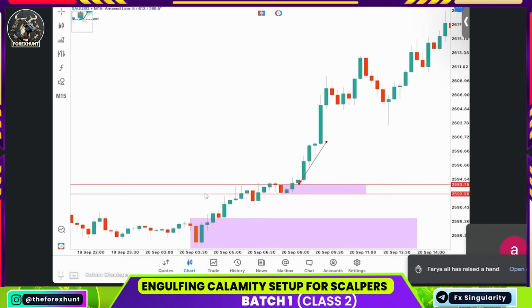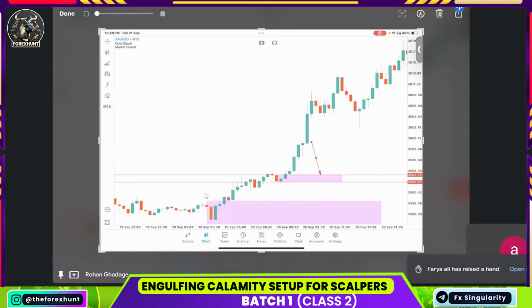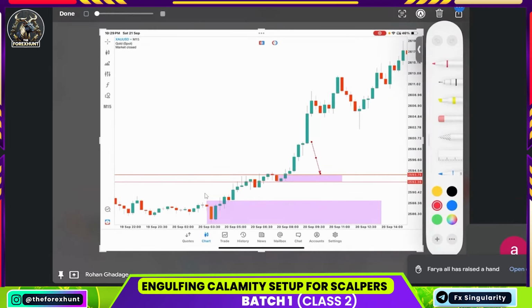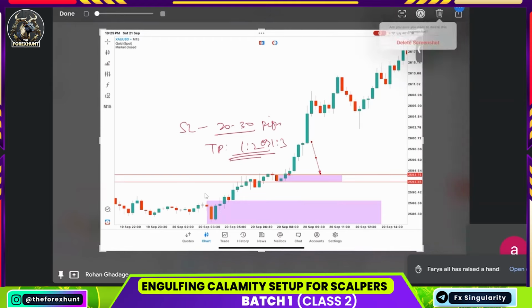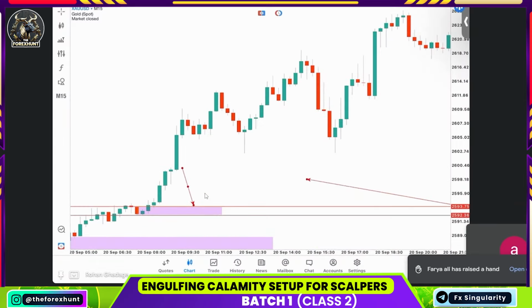Okay. Once market enters your area, take a SL of 20, 30 pips. SL 20, 30 pips. Take your trade. TP same. 1:2, 1:3. Okay. Now a question arises if your M15 is more than 20, 30 pips. Let's suppose we have this single bar. Okay.